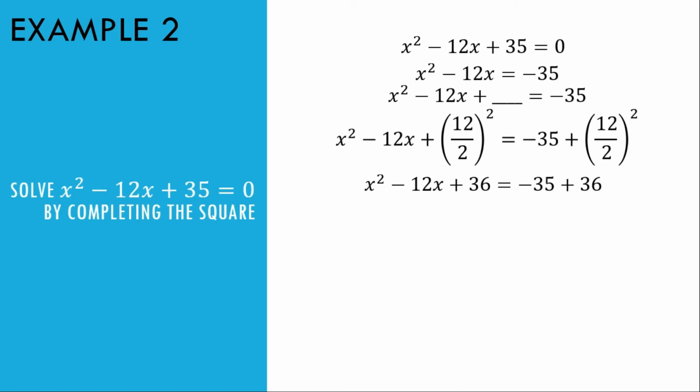Factor na natin 'tong x squared minus 12x plus 36 according to the completing the square. Pag perfect square trinomial yan, two identical factors. So, it will become (x minus 6) squared is equal to 1. So, kailangan na natin kunin yung value ni x.